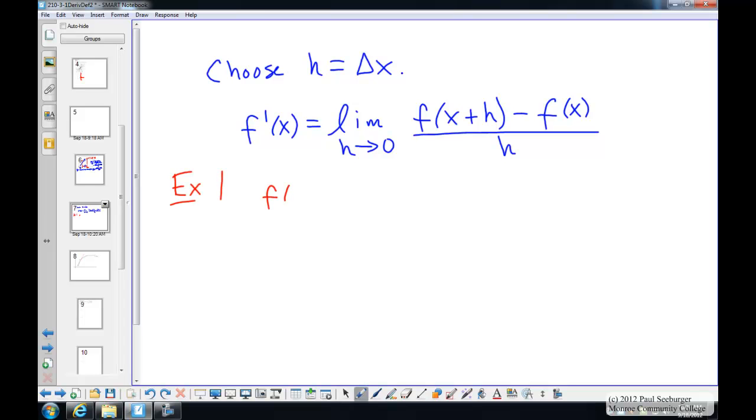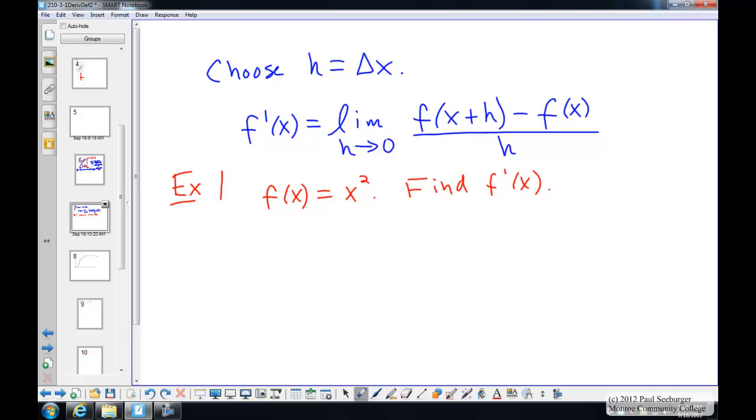Example 1, let's say we've got f of x equals x squared. Okay, we want to find f prime of x using this limit definition. Some of you might remember a shortcut for this. Don't yell it out yet, but we'll talk about that in a few minutes. But that shortcut comes from using the limit definition, and we have to actually come up with several examples to begin to generalize the pattern that we see.